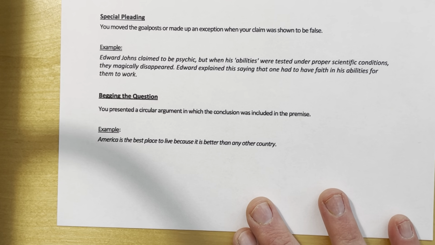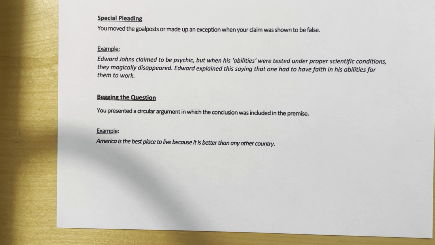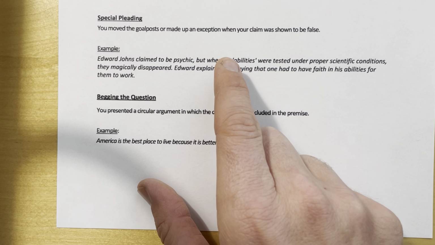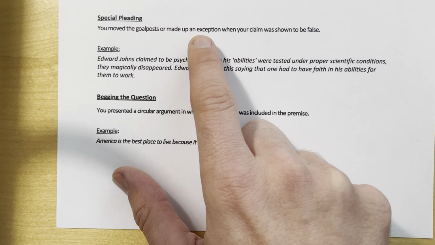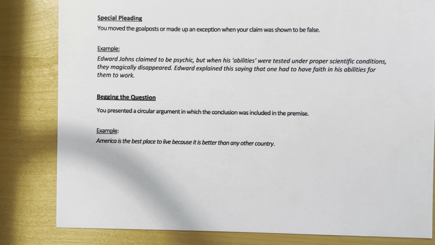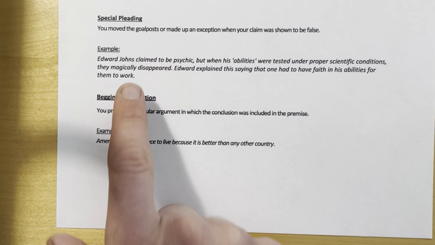The third fallacy that we're going to look at is called special pleading. And another term for this is moving the goalposts. So basically, what this is: if somebody proves an argument of yours false, or if somebody successfully argues against you, rather than admitting defeat on that, you do this thing called moving the goalposts, where you try to invalidate their counterpoint in an illogical way. So, in the description here, it says you're making up an exception for why your claim was shown to be false. So here's an example.